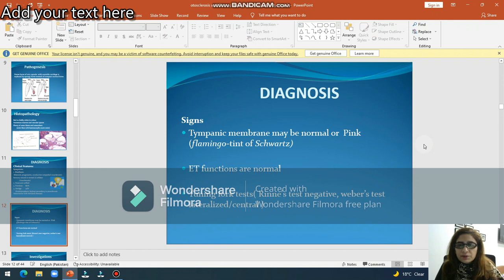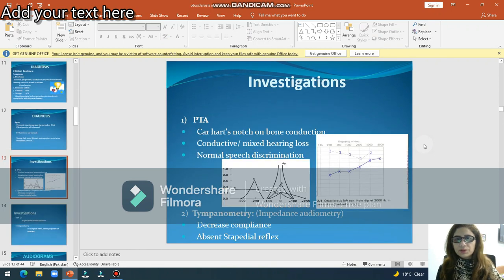loss, or towards the better ear. If there is bilateral disease and in one ear there is more sensorineural hearing loss, Weber will be lateralized towards the better ear, where there is less sensorineural hearing loss. So for investigation, you will advise pure tone audiometry. So Carhart notch is seen.